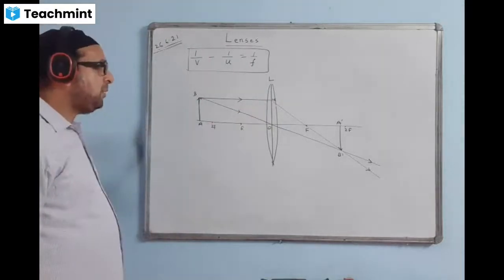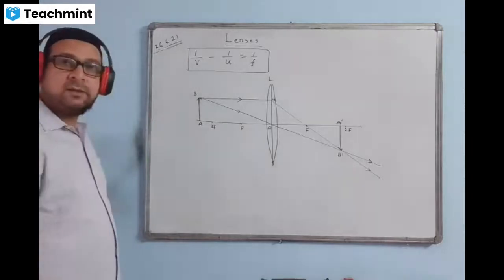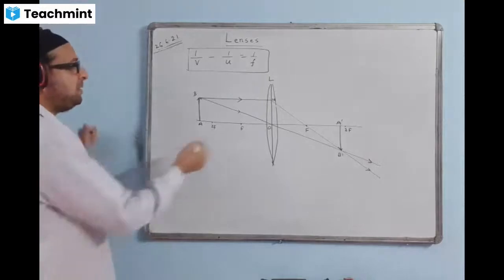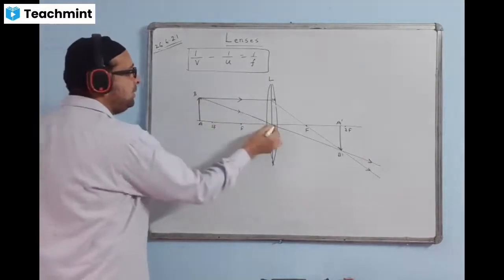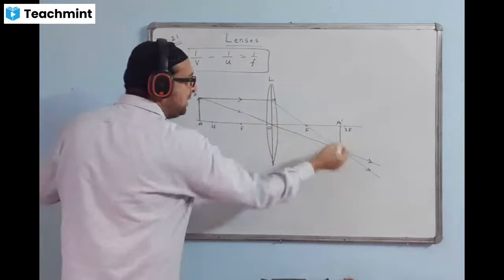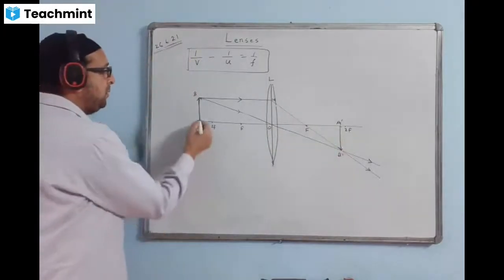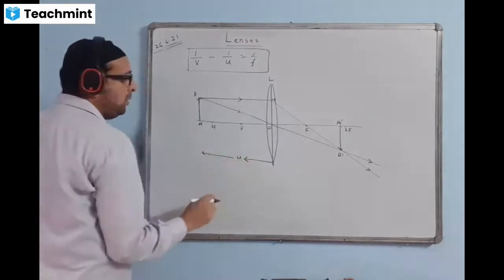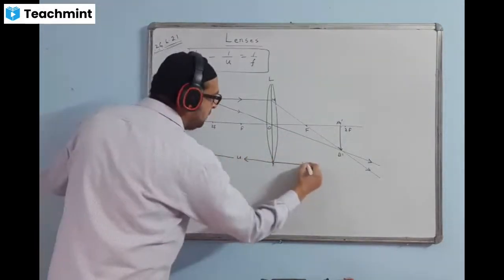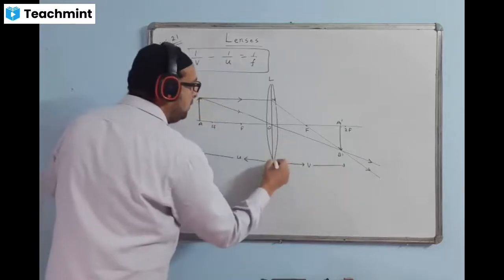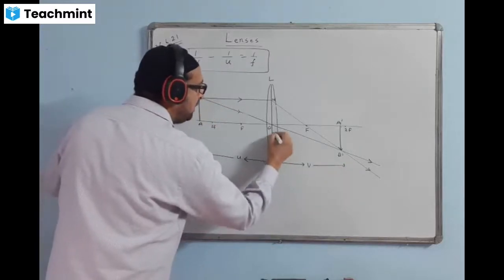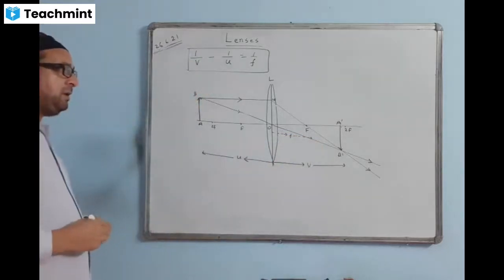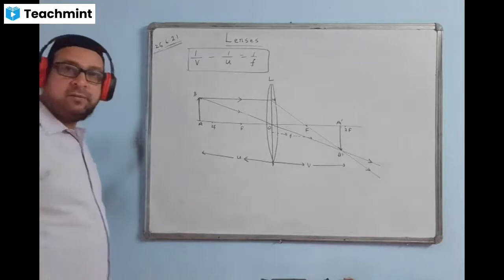What I will do is take similar triangles. One similar triangle is OAB, and another similar triangle is OA dash B dash. The object distance I will mark here as U, the image distance from here as V, and the focal length from here till here, OF, I will mark as F.